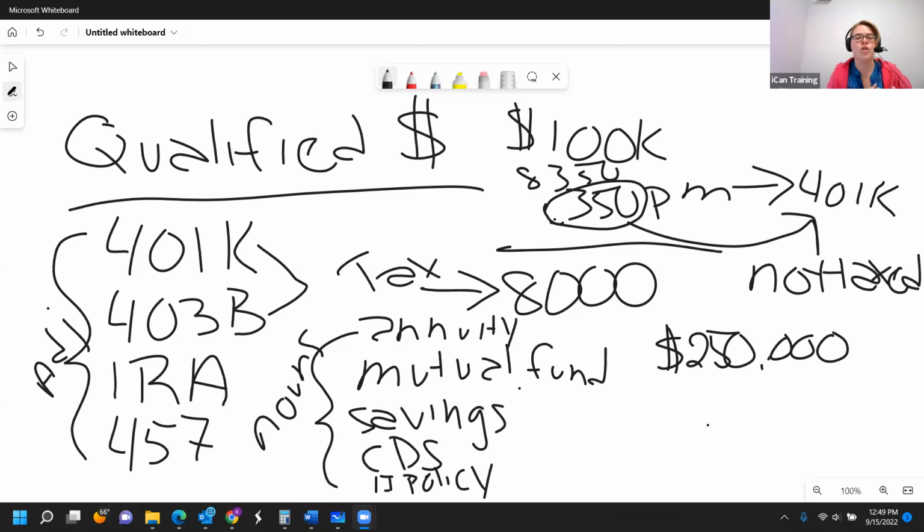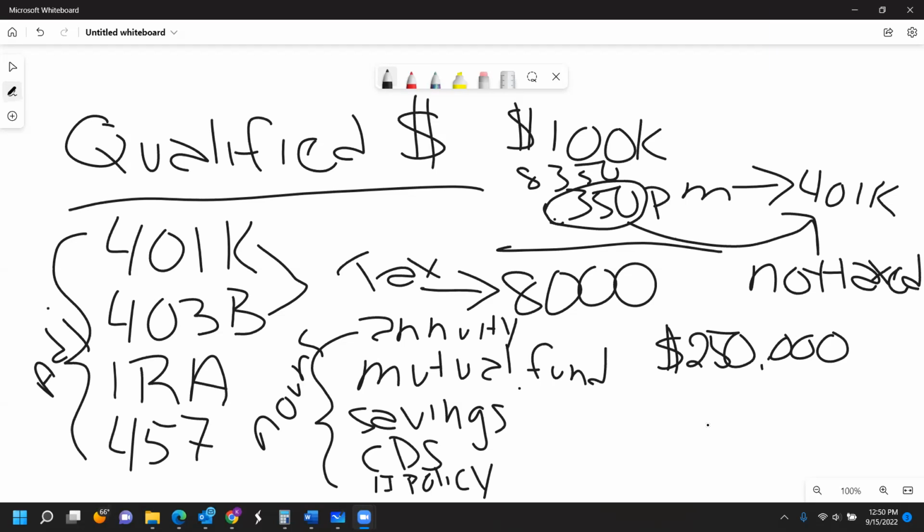What other concerns would we have with a mutual fund? Anybody? Where is a mutual fund? Let's start with that. Could be in stocks, could be in bonds. It's somewhere in the market, right?